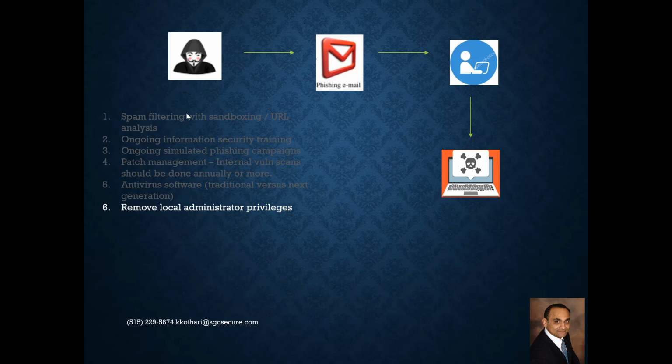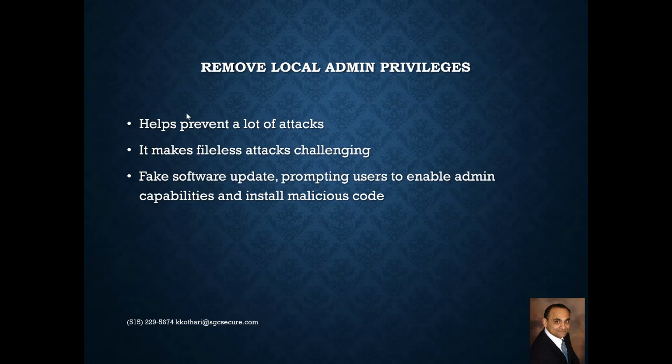The sixth point we want to make is that we should be removing local administrator privileges wherever it's possible. And so this helps prevent a huge variety of attacks. It makes fileless attacks very, very, very challenging. There is an attack out there, it's a ransomware attack, where they simulate a fake software update, prompting the users to enable admin capabilities so that they can then install malicious code. Removal of local admin privileges prevents unapproved code from running.